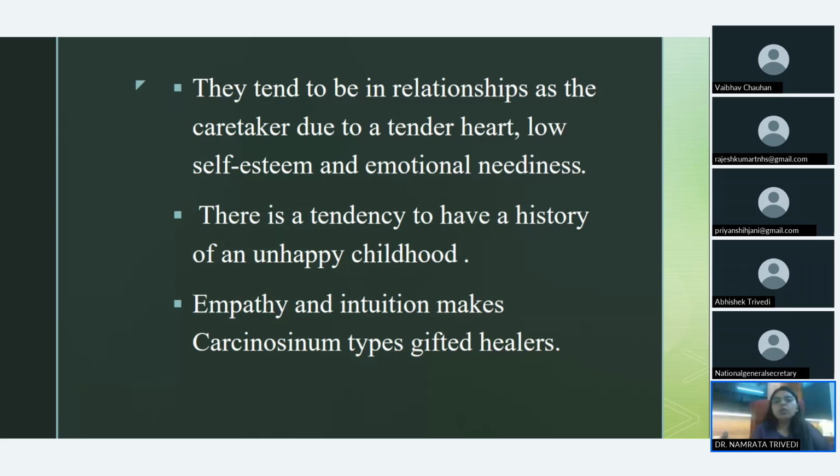There is a tendency to have a history of unhappy childhood. Any history of parental domination, mother or father separated, any unhappy childhood, any uneventful event occurring in the childhood.